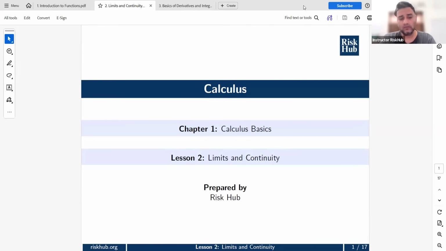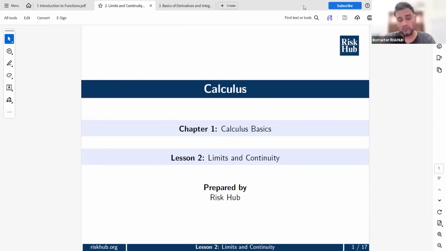When you talk about your limits and continuity, please understand that in the previous class, we learned how your financial variables are represented using functions. Now we are asking a deeper question. What is that deeper question? How do these functions behave when input changes by extremely small amounts? This is the idea behind limits. This is the foundation of your calculus.